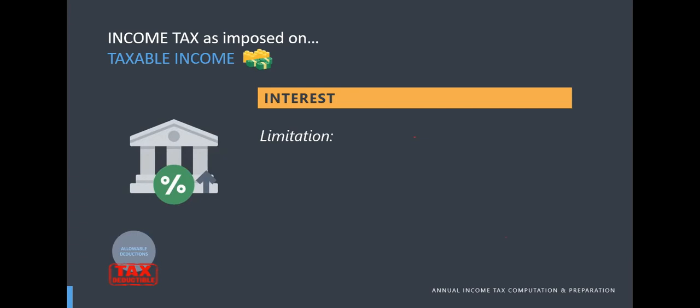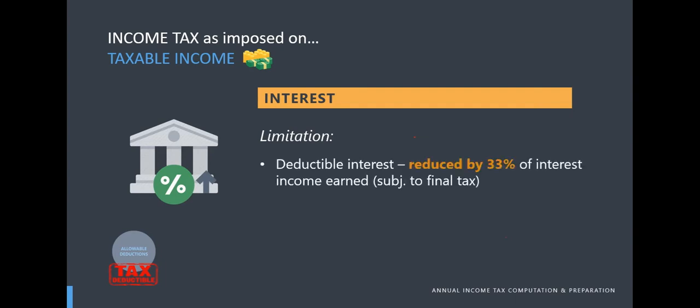Limitation. So sabi ko kanina, we have 3 kinds of expenses that have limitations. The first one is the entertainment, amusement, and recreation expenses. The second one is interest. So the deductible interest under the tax code must be reduced by 33% of the interest income earned subject to final tax. Ito yung nagkabaliktad ako ng explanation kanina.